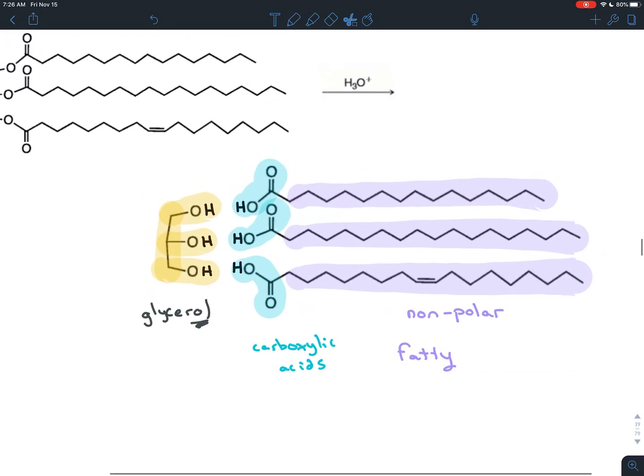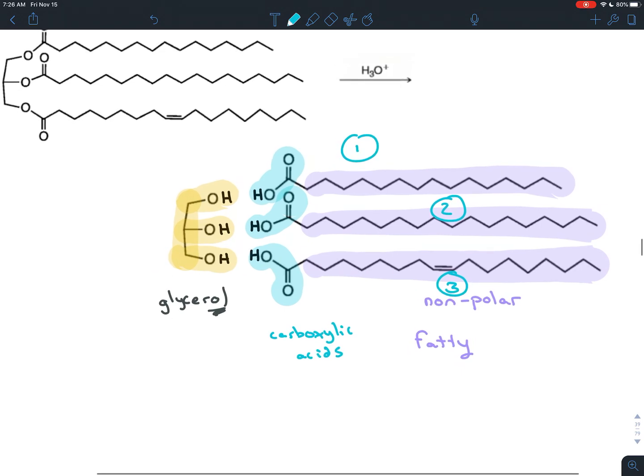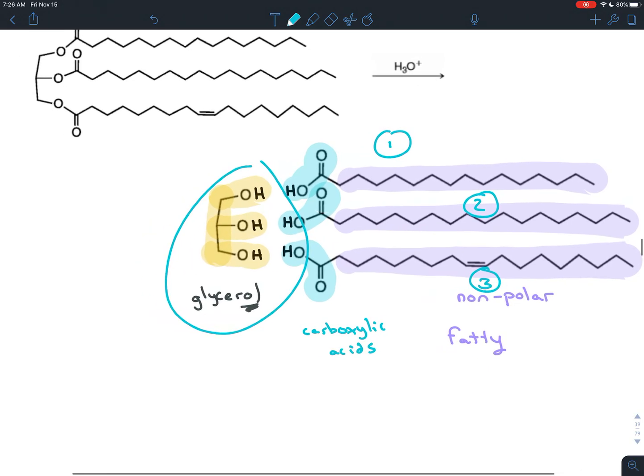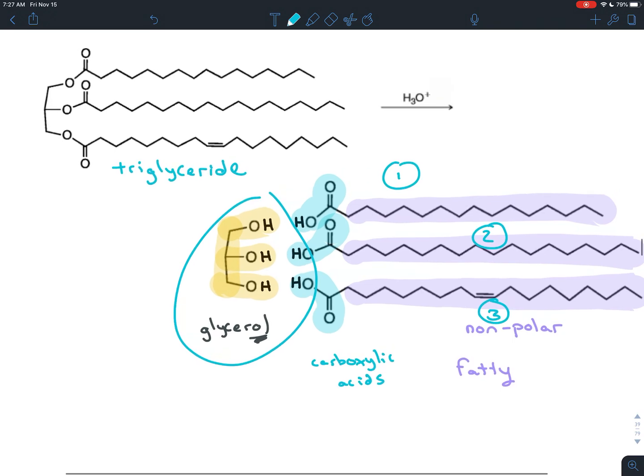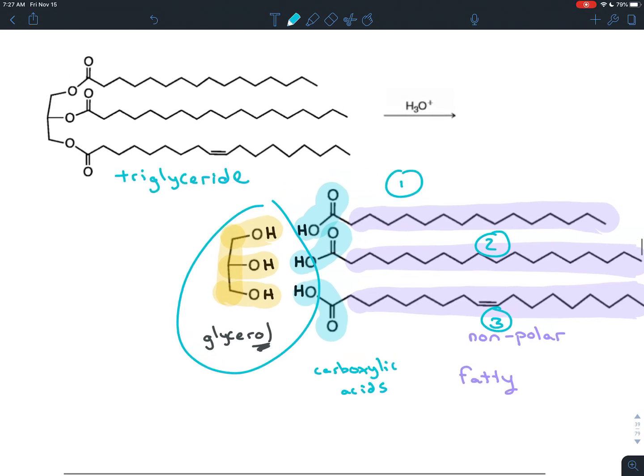So if you take 3 fatty acids, so you'll notice we've got this one on top, one in the middle, one on the bottom, 3 fatty acids, and put them on glycerol, then you get a triglyceride. Okay, well that's what we have here.